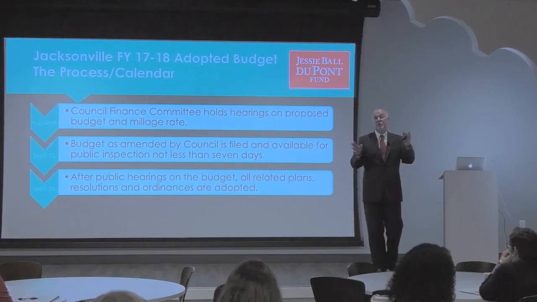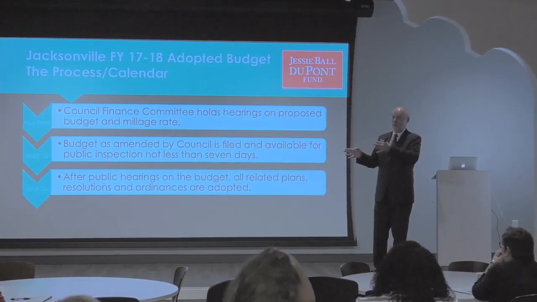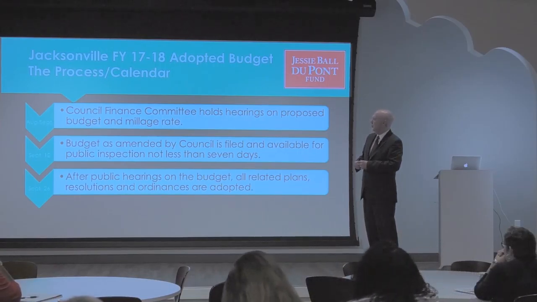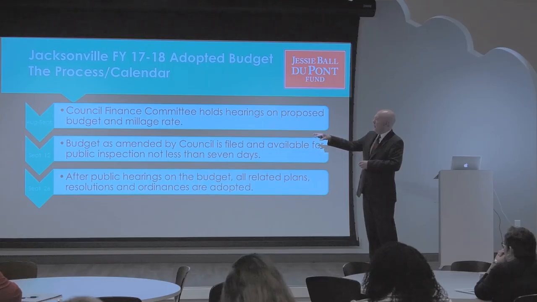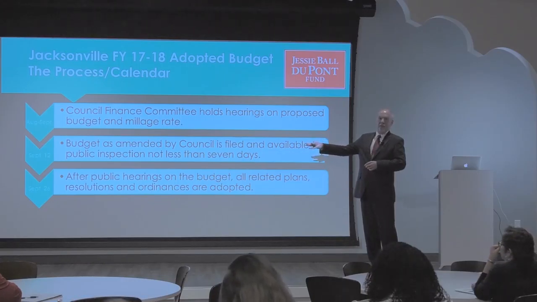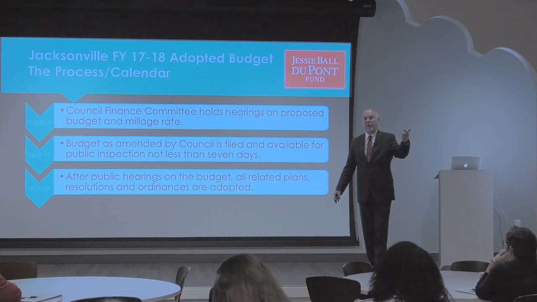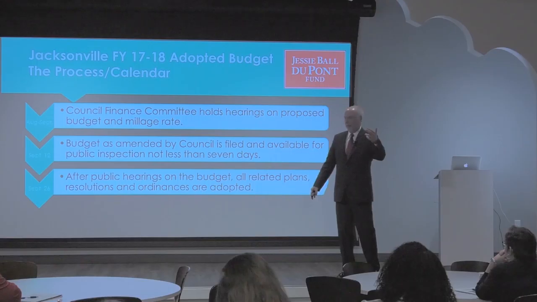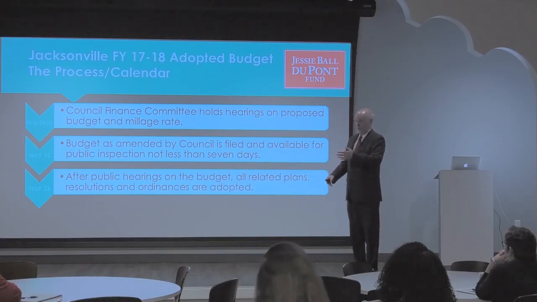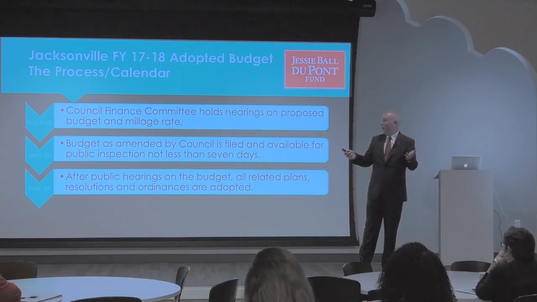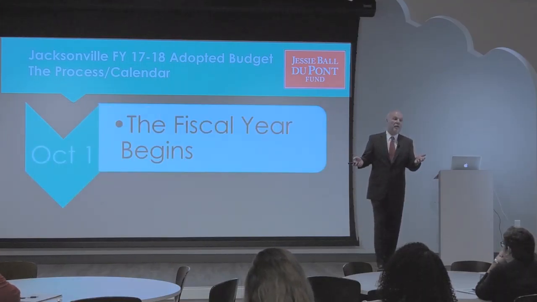This is just for the time being; we should be talking to the city throughout this process. But those are the early hearings on the budget. September 12th is the issue date again, but as amended by the council, it's filed and available for public inspection for not less than 7 days. Again, this year, 8/7/26, after public hearings on the budget and all related plans, the 5-year capital plan, the 5-year technology investment plan, resolutions and ordinances are adopted, and guess what? You've got a budget in place for the coming year. And this year begins on October 1st.